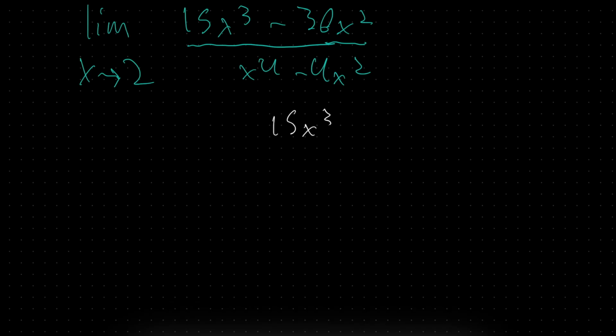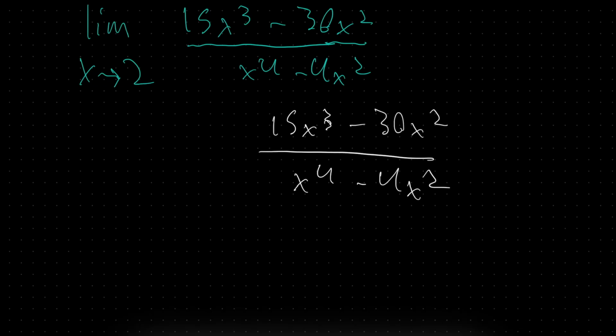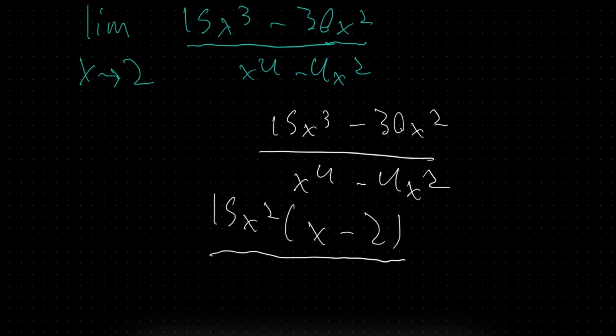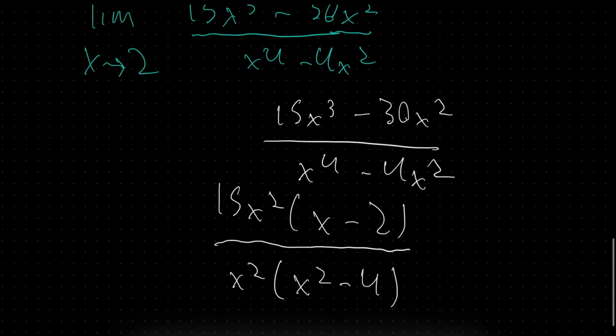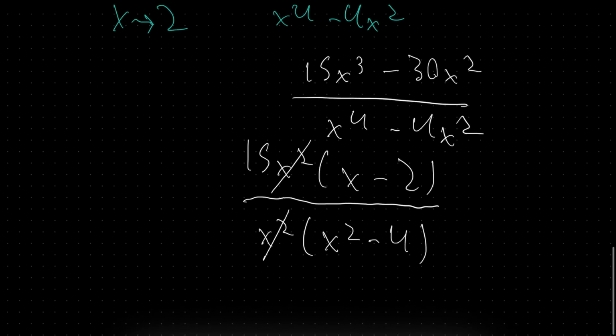So 15x cubed minus 30x squared over x to the 4th minus 4x squared. Right away, I'm just going to factor out this 15x squared from the top. This gives us, let me redo that, x minus 2 times 15x squared at the top, and x squared times x squared minus 4. So these two cancel out, x squared times x squared.